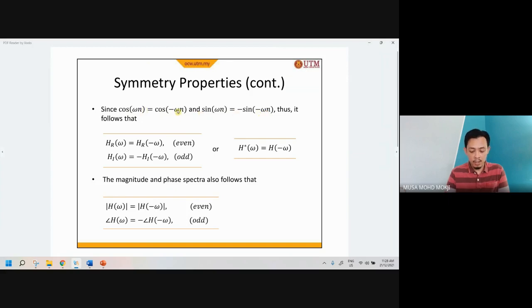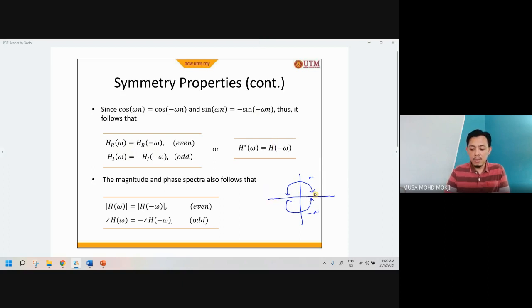So how do you get this? It is from this: what is the sign of cos here, and what is the sign of sine here? Previously in maths, you already learned this also for tangent: cos, sine, and tangent. For every quadrant you should know what the sign is. So from this, we know that H real is equal to H real, the same whether it is a positive omega or a negative omega. This is the positive omega, and this is the part where you have a negative omega.